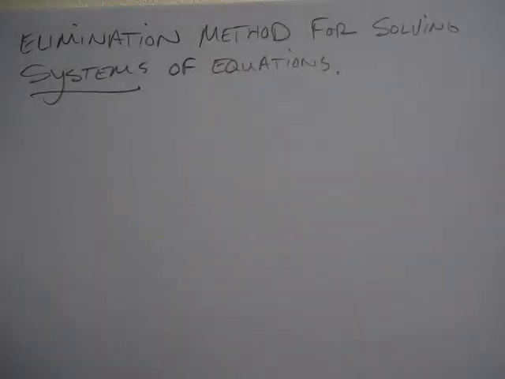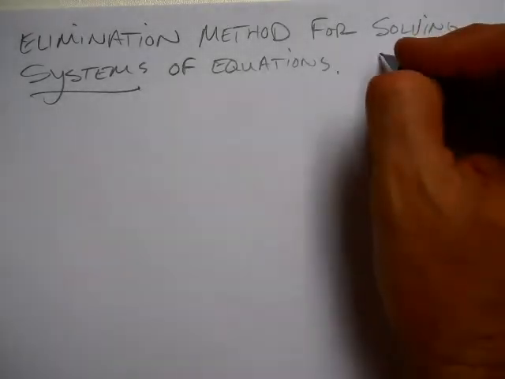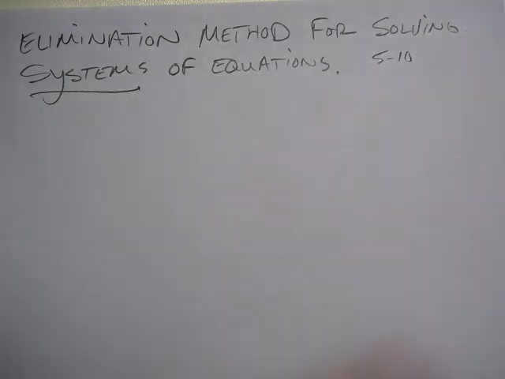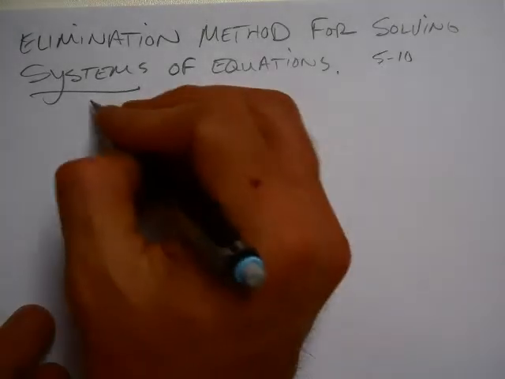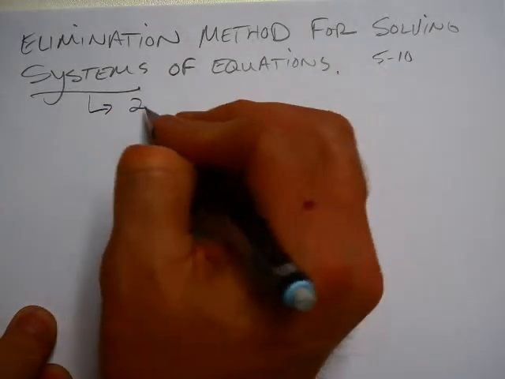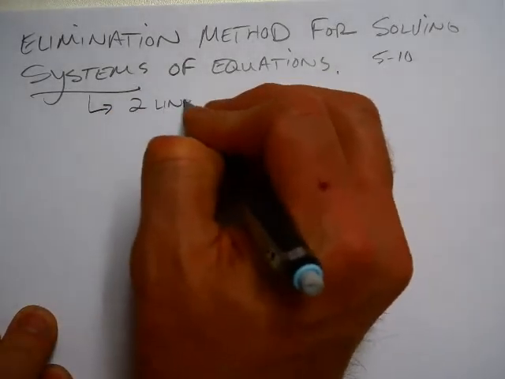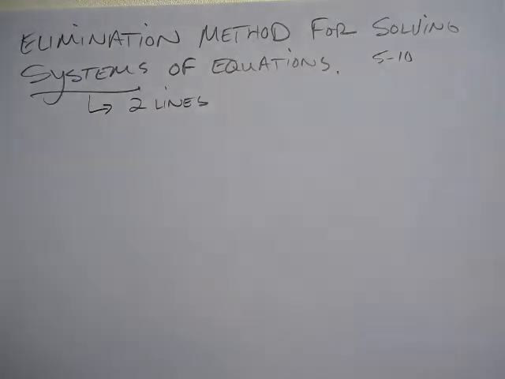Alright, so elimination method for solving systems of equations. We'll call this 5.10. It's actually 5.9 and 5.10. When we're talking about a system, I'm talking about two lines. And there's three things that could happen.